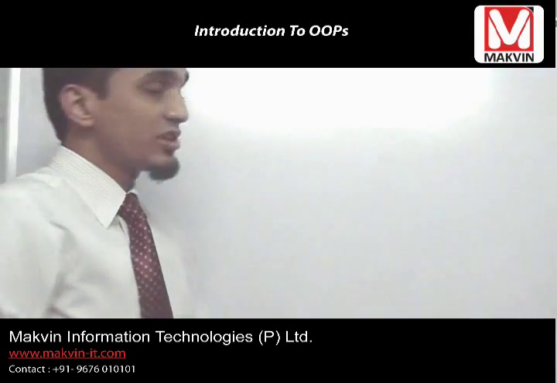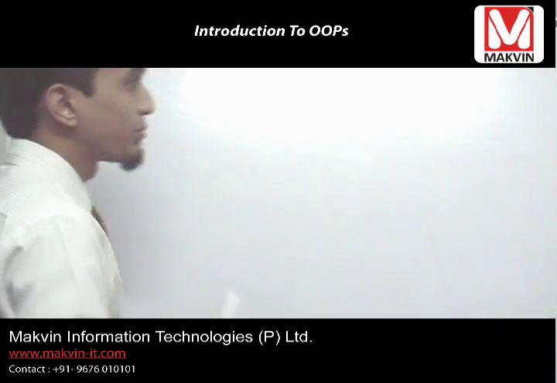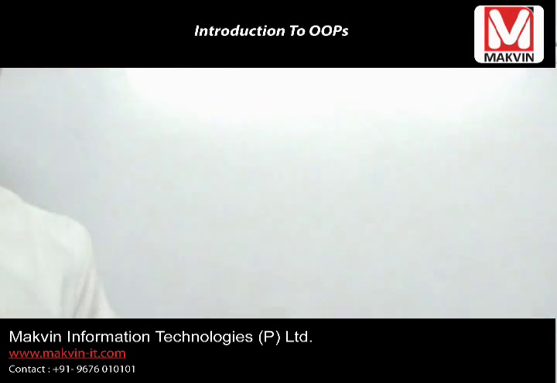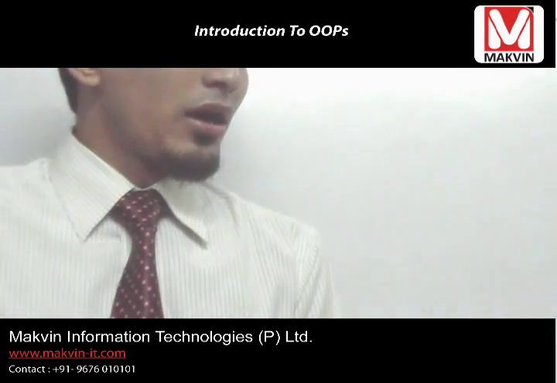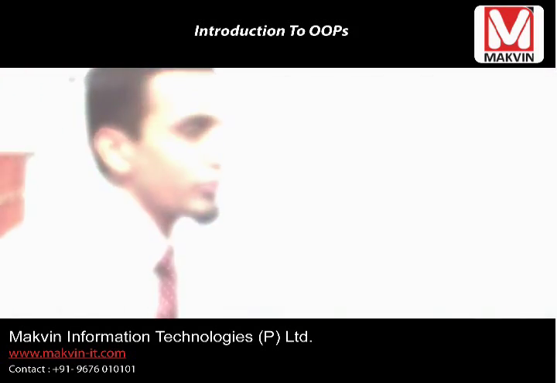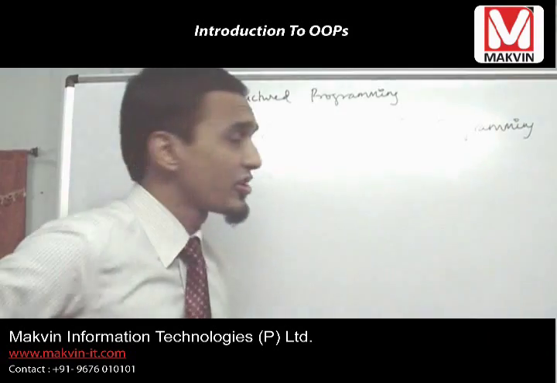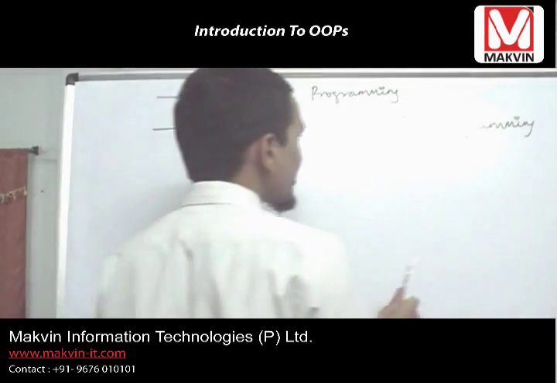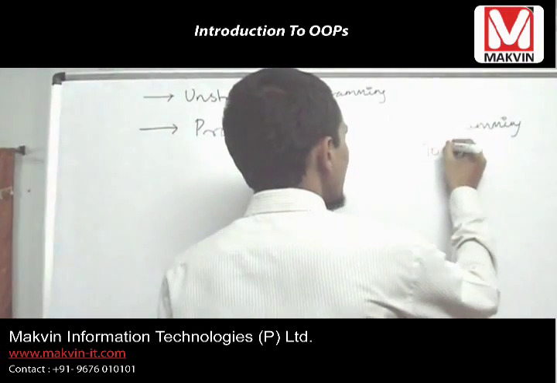Now, from unstructured programming, we moved towards procedural oriented programming language. Now, what is procedural oriented programming language? We can take C as an example of procedural oriented programming language. And we say that procedural oriented programming language follows the top-down approach.